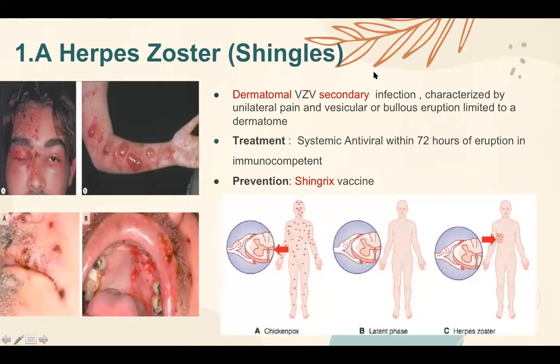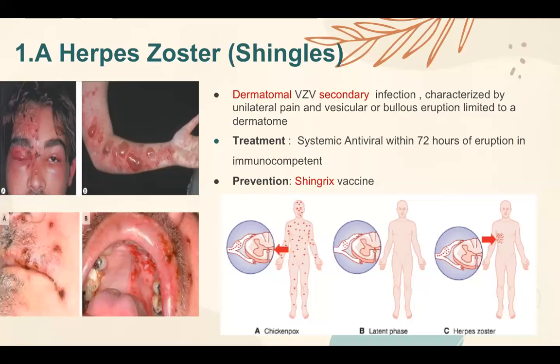Next is herpes zoster or shingles. As we said, it's a secondary infection of varicella zoster virus. It's characterized by unilateral pain and vesicular or bullous eruptions limited to the dermatome that it was dormant in. And usually, as you can see in the top left picture, it's affecting the ophthalmic division of the trigeminal nerve. So as you can see, it does not even cross the midline, it just follows the specific dermatome.